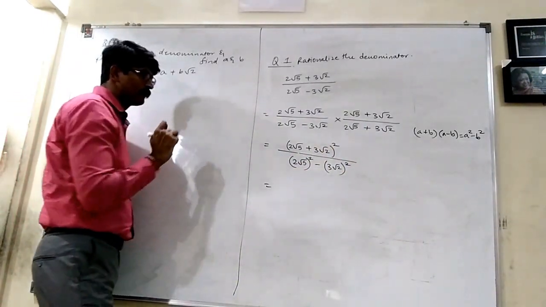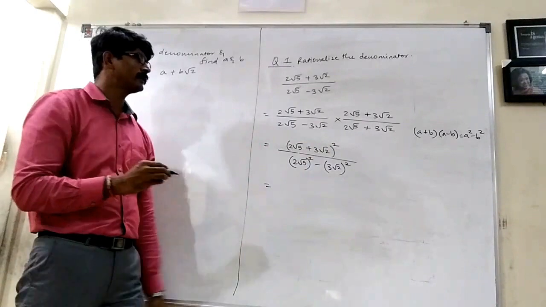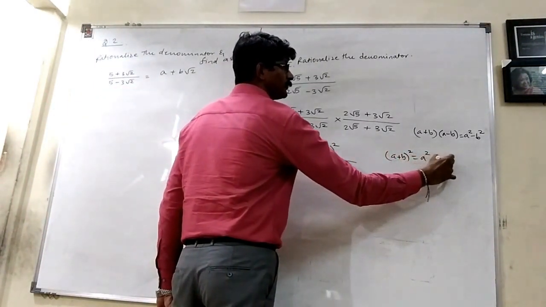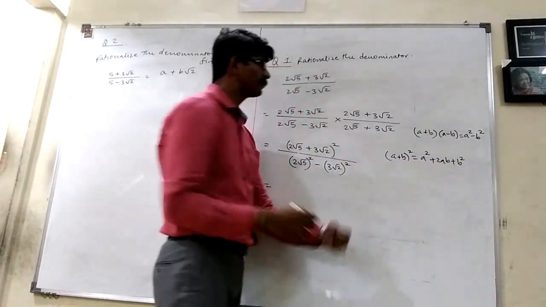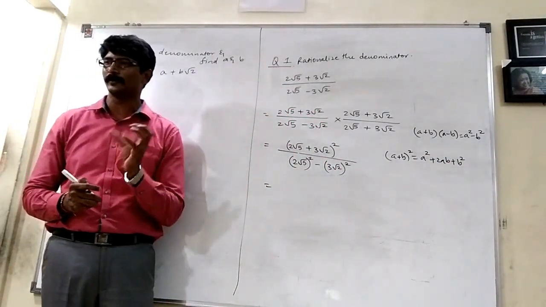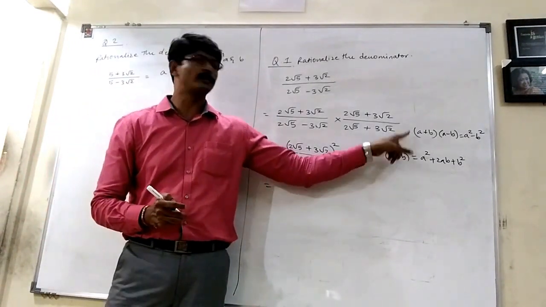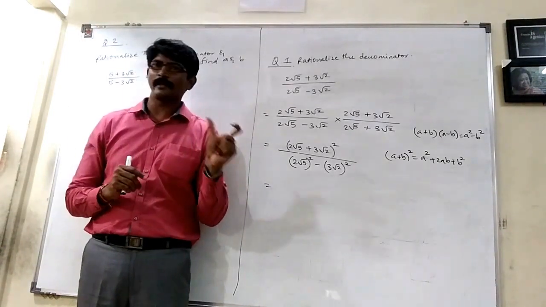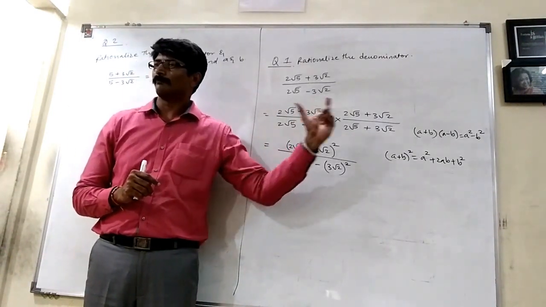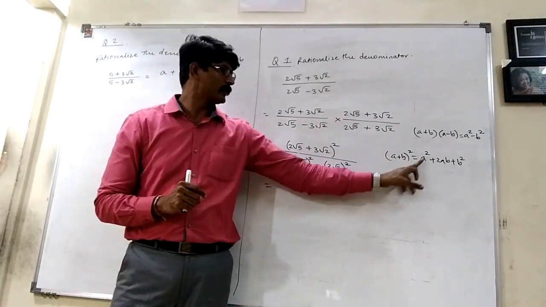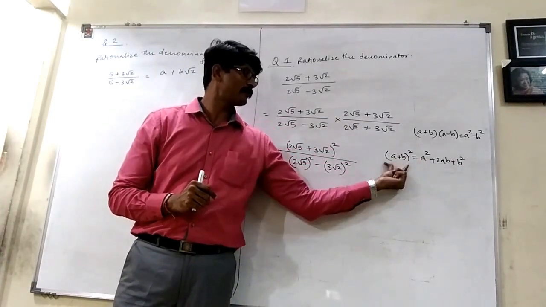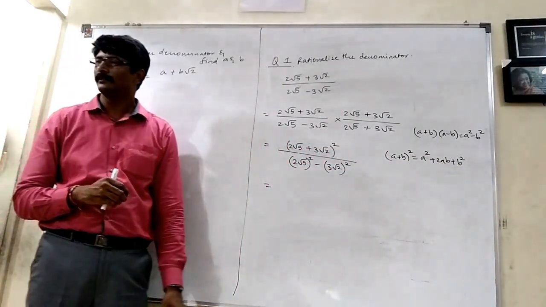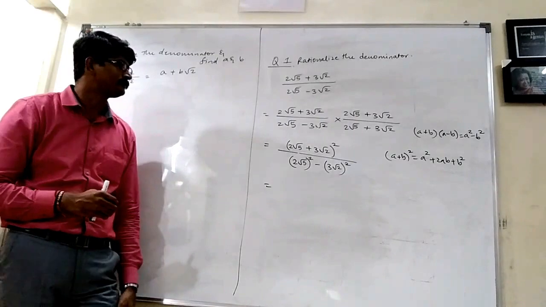Now the important question is what is this a plus b the whole square? A plus b the whole square is a square plus 2ab plus b square. Henceforth in maths, wherever you see a plus b the whole square, it will always be a square plus 2ab plus b square. Most of the people write a plus b the whole square as a square plus b square. Then they calculate this 2ab, which is generally wrong.